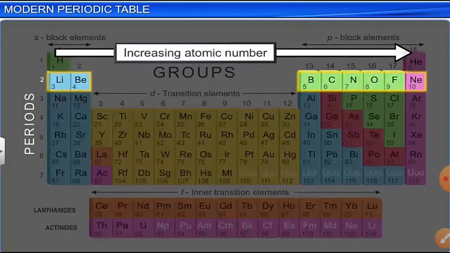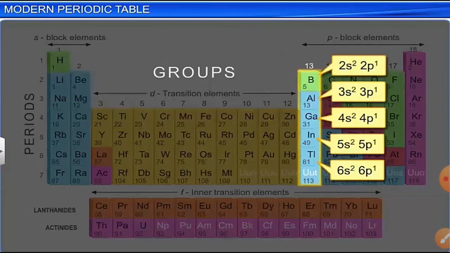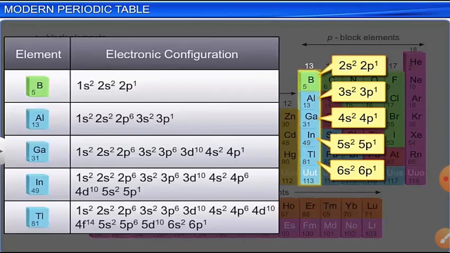From left to right, the atomic number increases. Lithium and beryllium are more metallic, and on the right side the metallic character decreases. So the variation we are talking about depends on electronic configuration. Take any group and the members of that group will have similar electronic configuration, and when the electronic configuration is similar, the properties will also be similar. That we will discuss in detail.